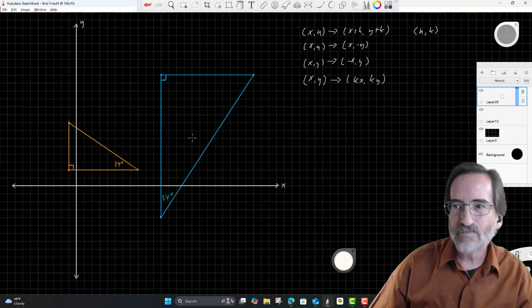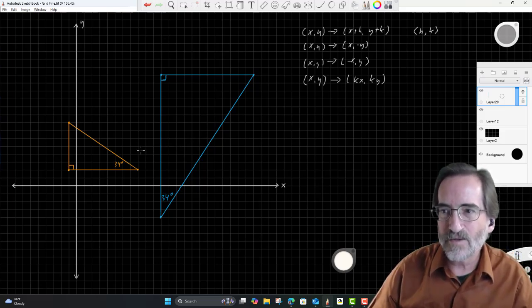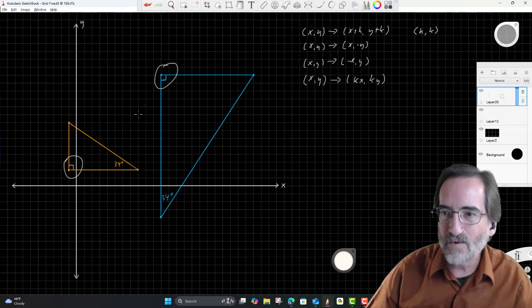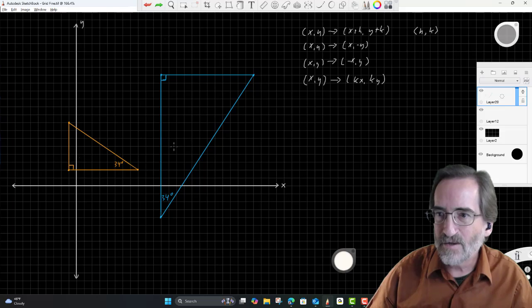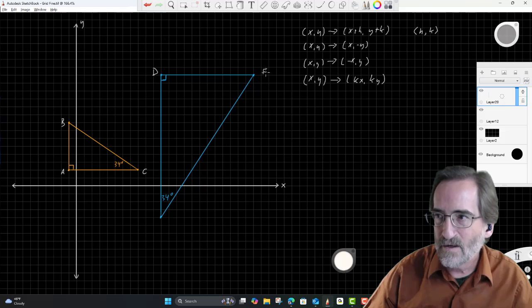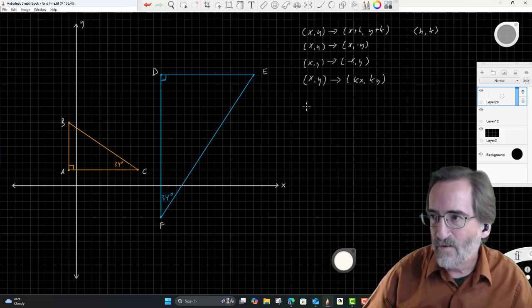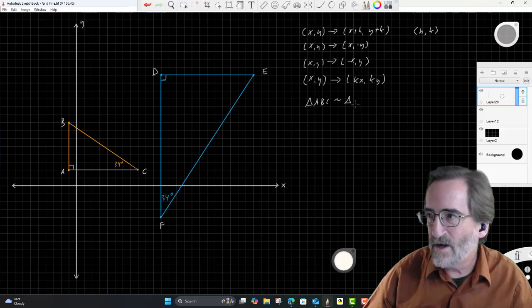And in this case, we're asked to prove that the orange triangle is similar to the blue triangle. And you'll notice that we have in fact two angles that are 90-degree angles and the 34-degree angle. So these two triangles are similar if I label these A, B, and C, and D, E, and F. I would say that triangle ABC is similar to triangle DEF by the angle similarity postulate.